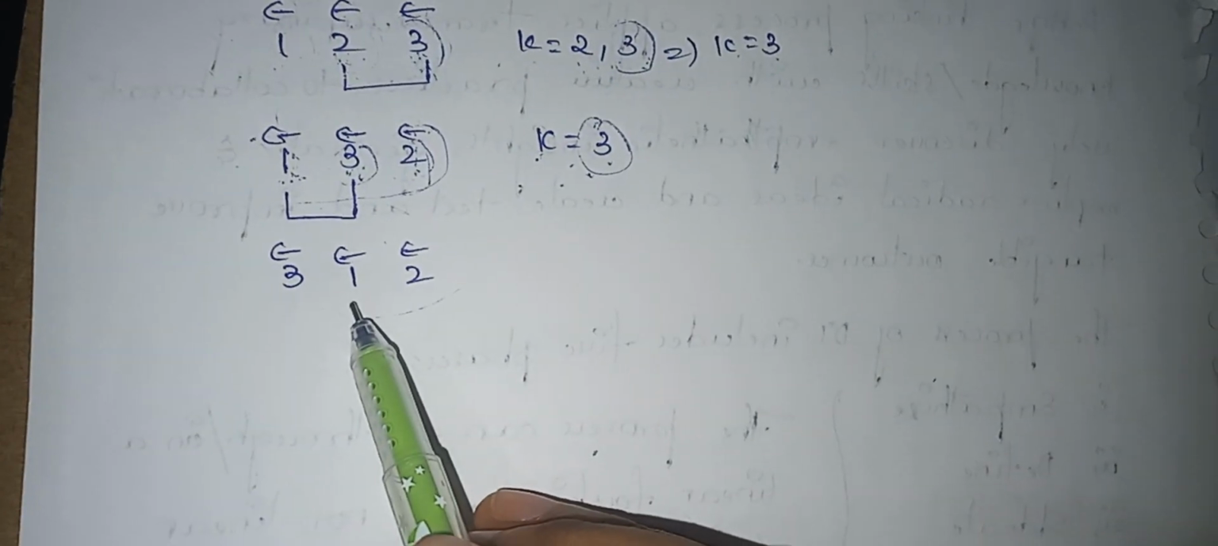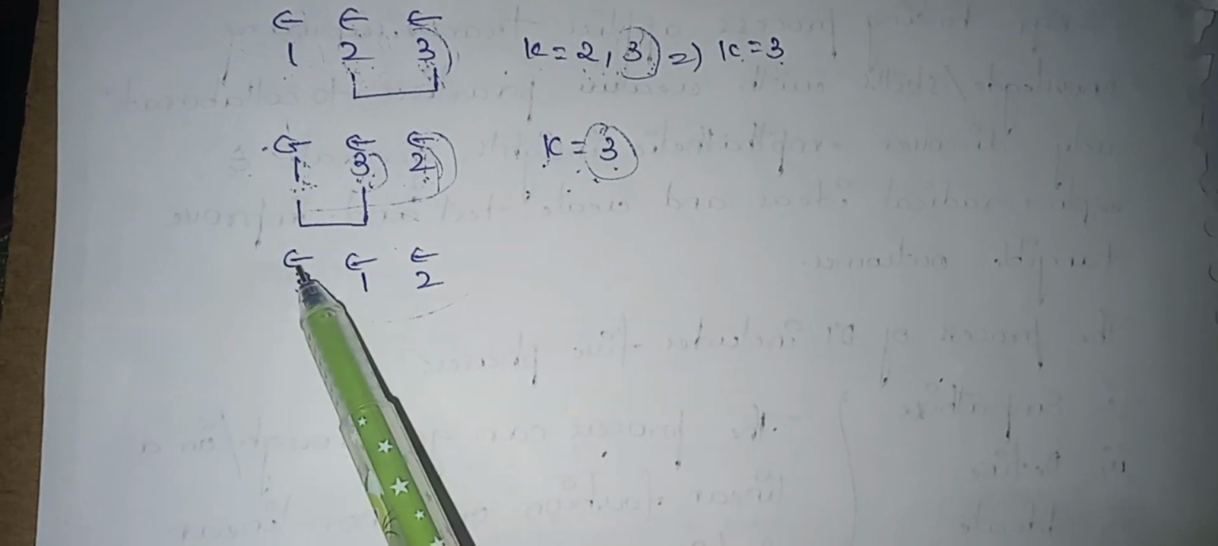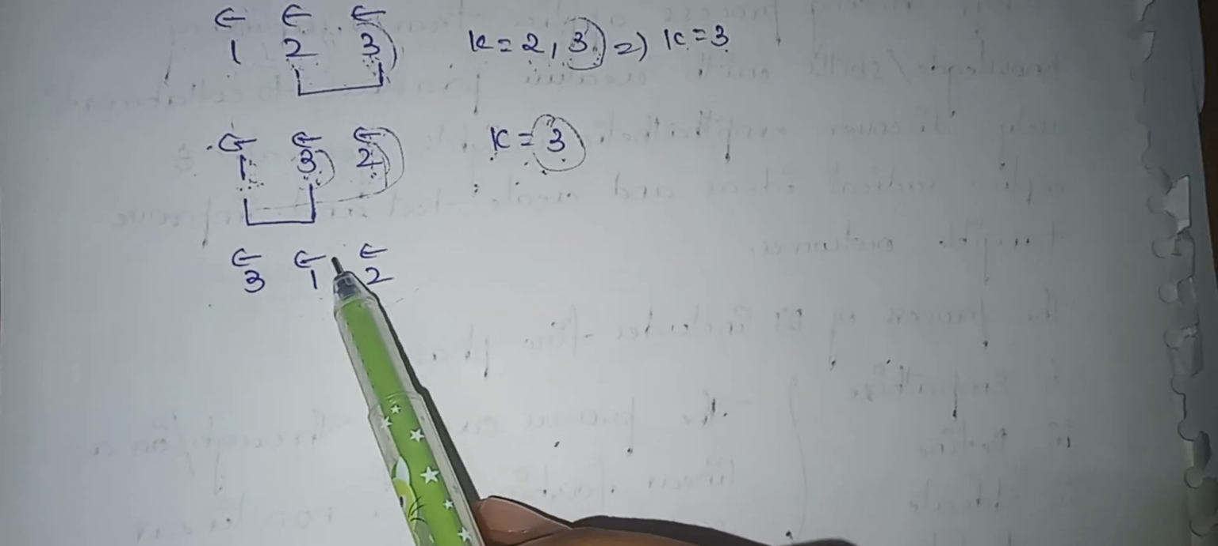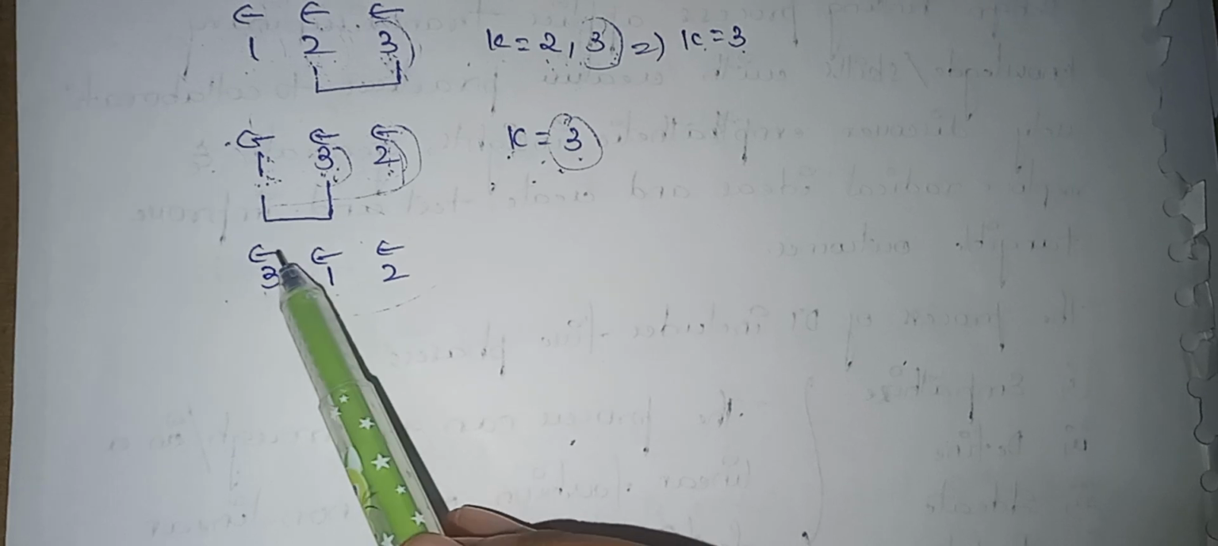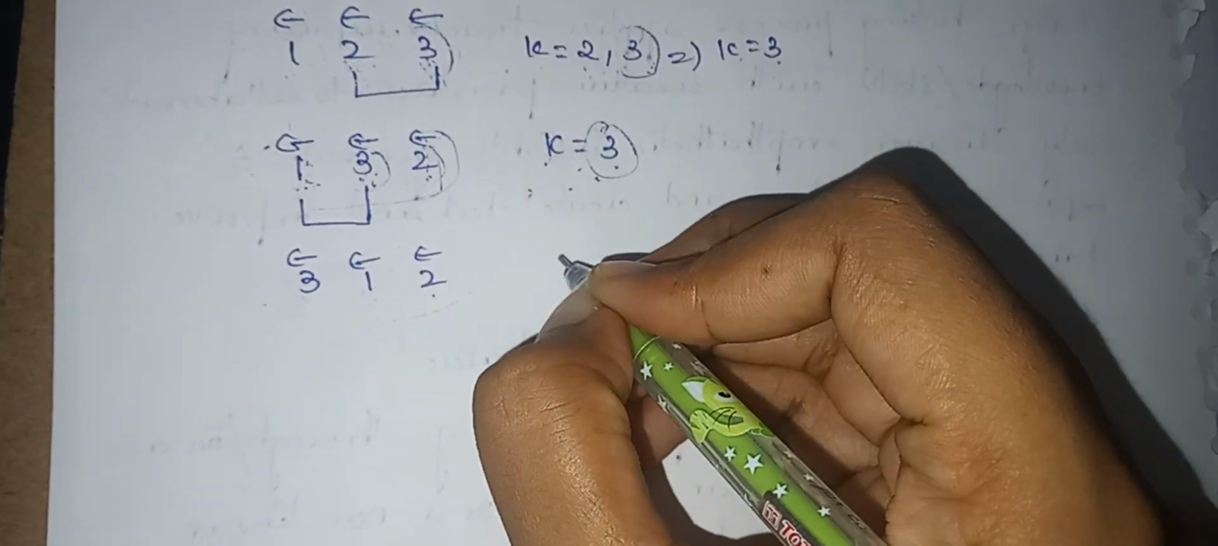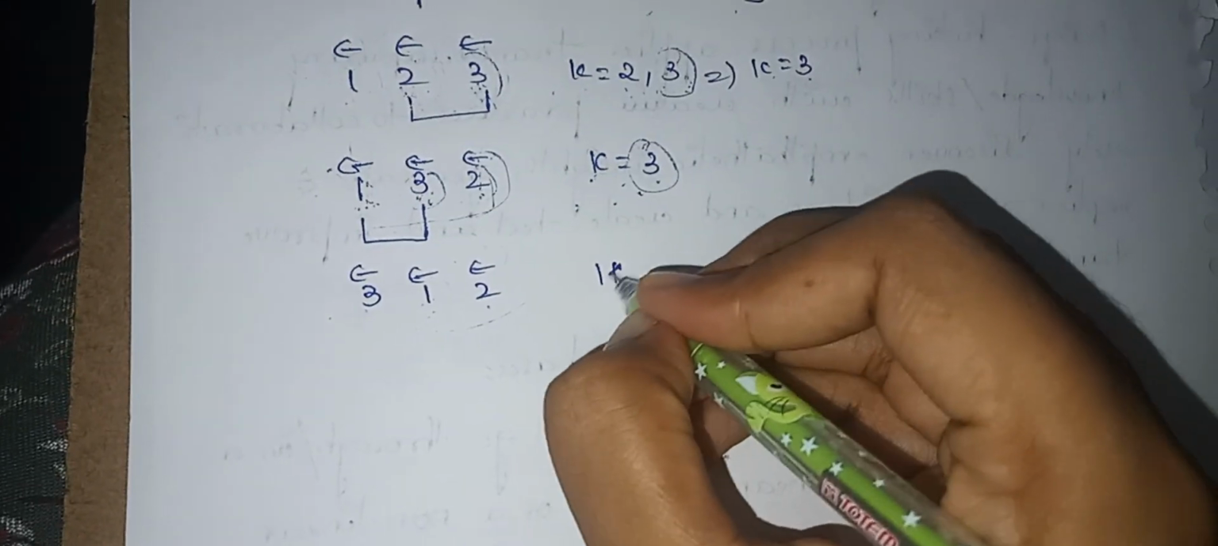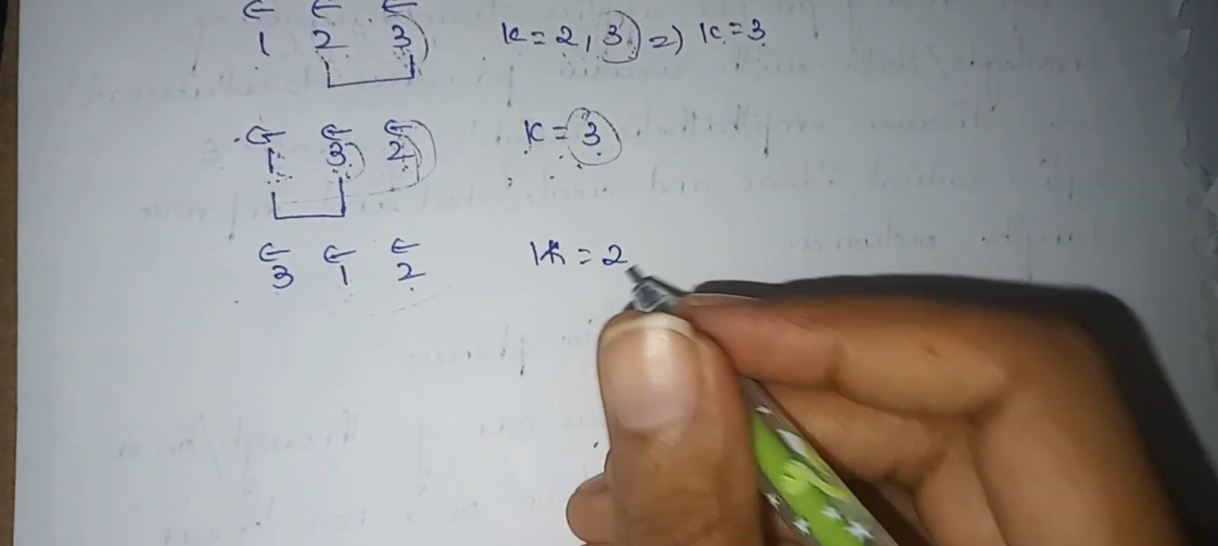So for the new permutation, again start with checking in the pointing direction given. For the first element 3, in its pointing direction there is no element present, therefore I can skip to 1. In the pointing direction of 1 there is adjacent element 3. Adjacent element 3 is greater than 1, therefore 1 cannot be the mobile element. Now move on to the next element 2. In the pointing direction of 2 there is an element 1. So the adjacent element 1 is less than 2, therefore the mobile element can be k equals 2.